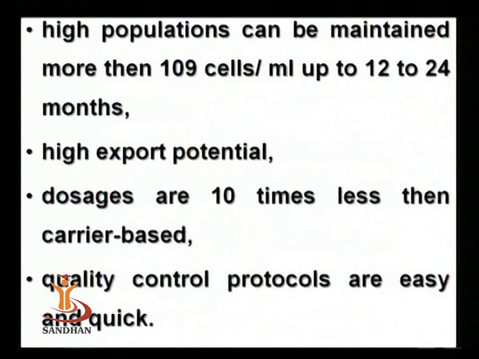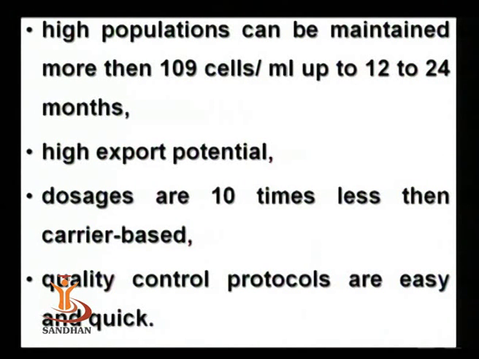Besides this, we are able to maintain a high population, that is 10^9 cells per ml. How is it possible? Because liquid biofertilizers contain dormant spores. Whenever they get nutrients present in the soil, they start activation, germination and outgrowth, and by that they are continuously converted to vegetative cells, which are the active form of cell. That's why we can maintain a high density of cells.